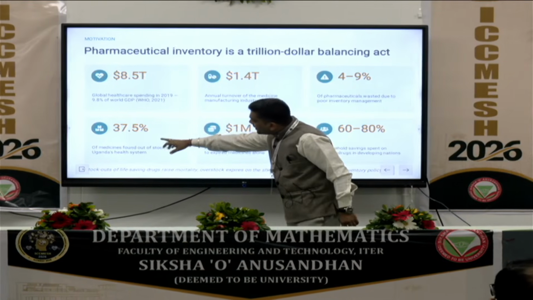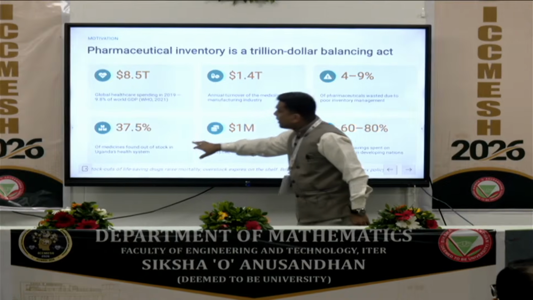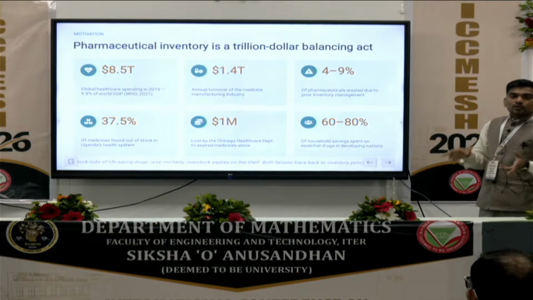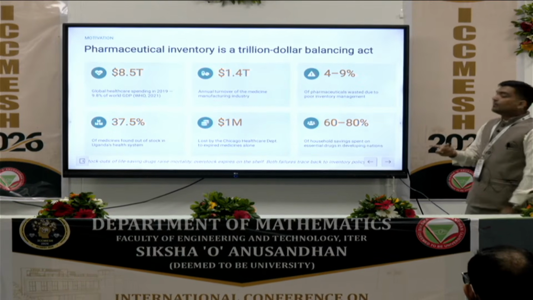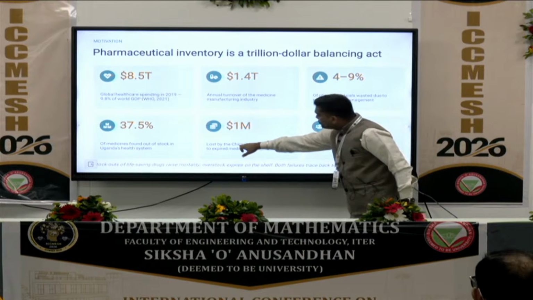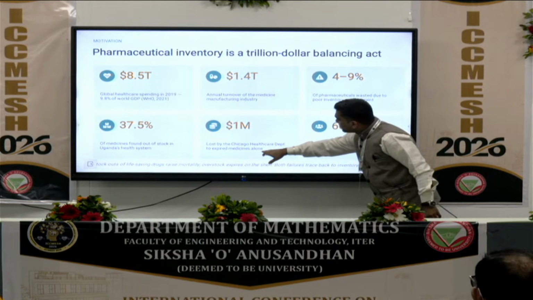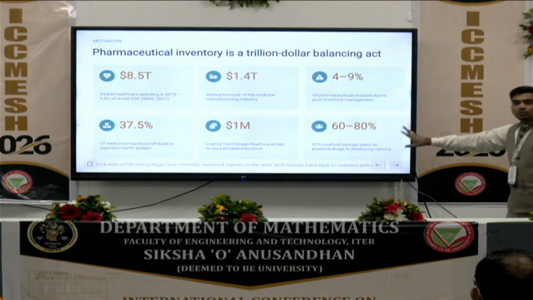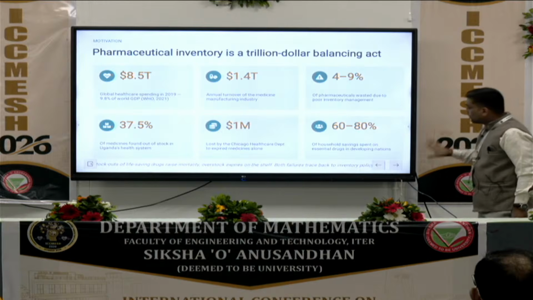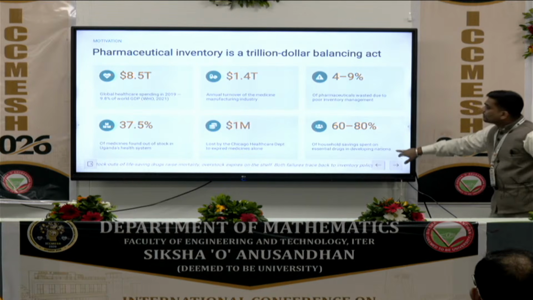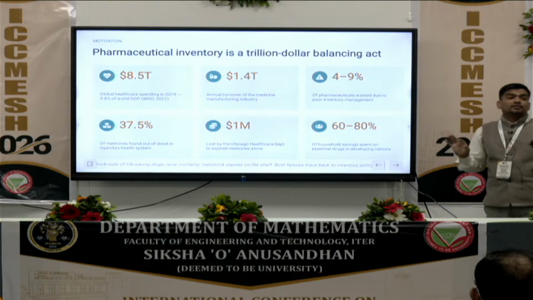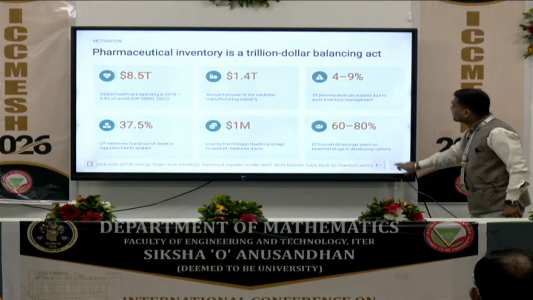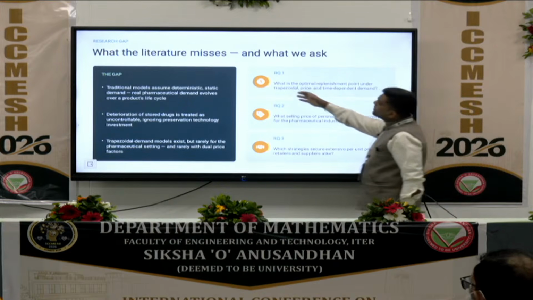Then I find 37.5% of medicine is out of stock, meaning the item is available but nobody purchased it for that reason. So proper delivery also plays a very important role. And in Chicago, the healthcare department proclaims that $1 million of medicine gets wasted due to the absence of this mathematical model. Household savings spend approximately 60 to 80% on medicines, and if they waste it, it is an extensive loss.